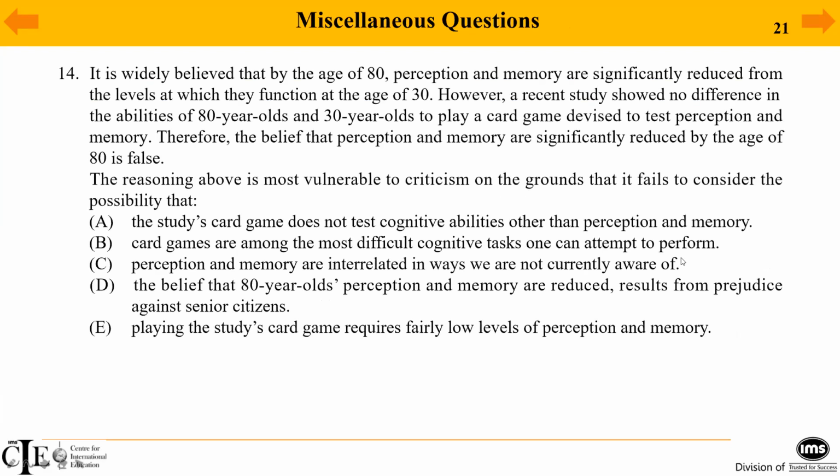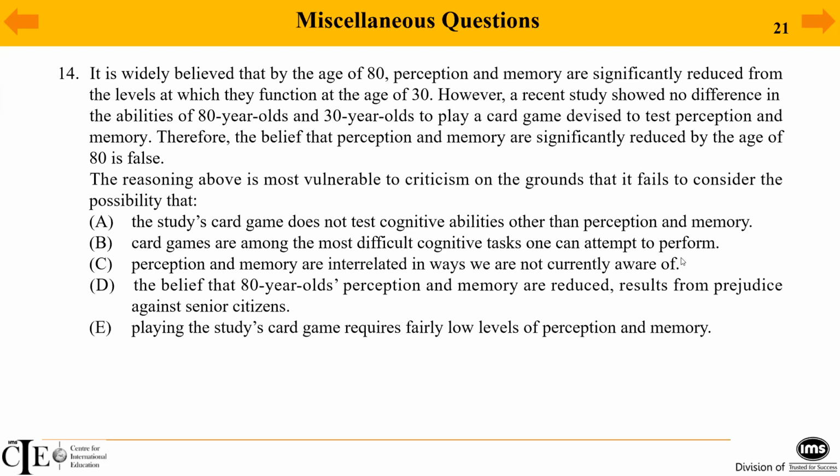Question number 14. It is widely believed that by the age of 80, perception and memory are significantly reduced from the levels at which they function at the age of 30. So it won't be as effective as they function at the age of 30, okay, when you are 80. However, a recent study showed no difference in the abilities of 80-year-olds and 30-year-olds to play a card game devised to test perception and memory. Therefore, the belief that perception and memory are significantly reduced by the age of 80 is false.